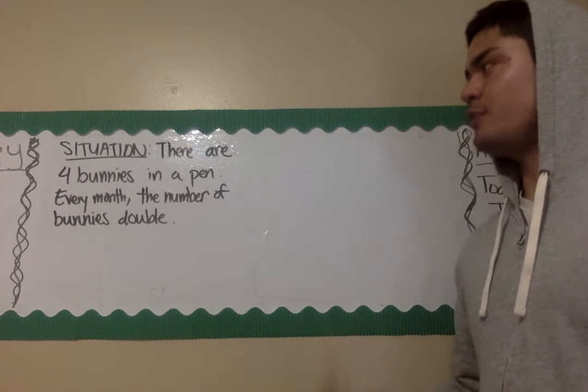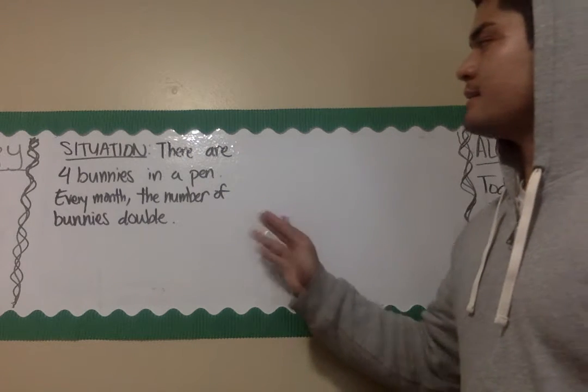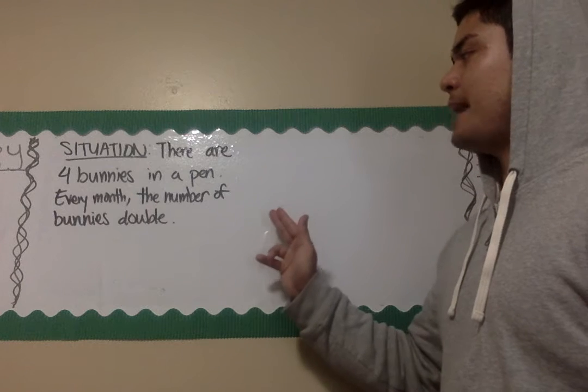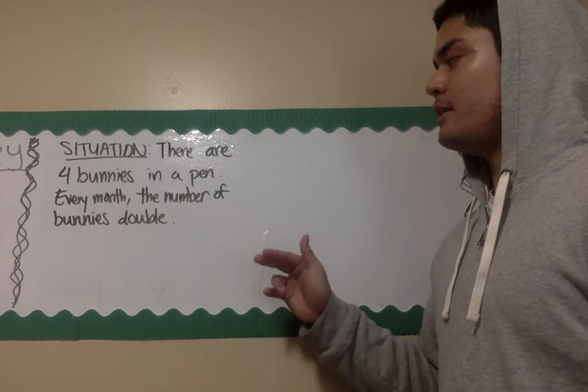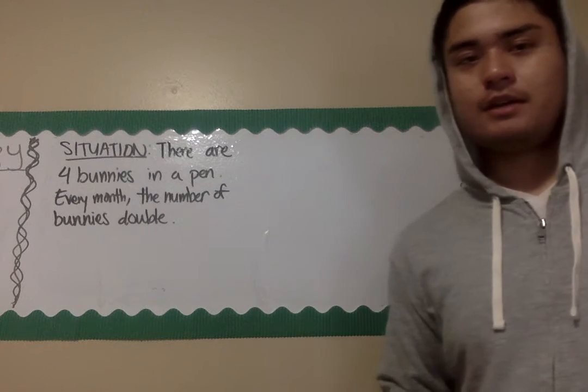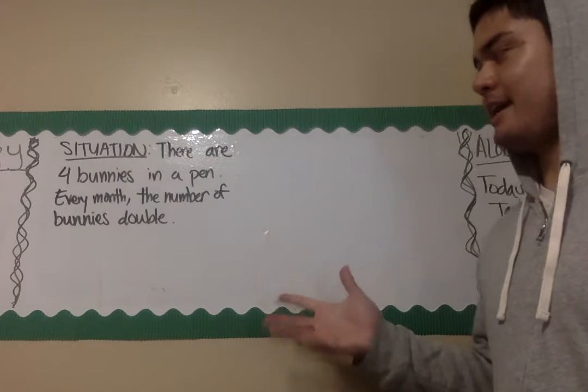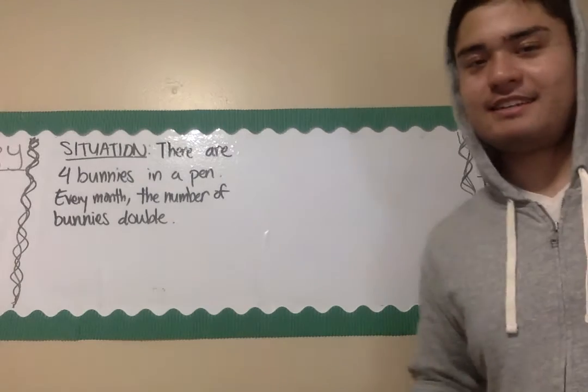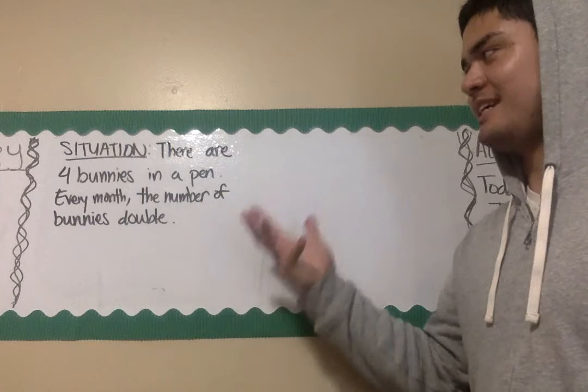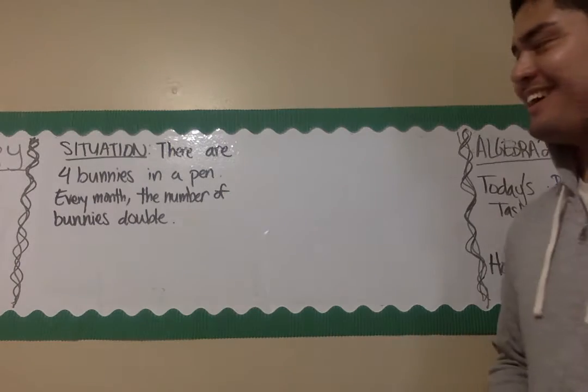So we have another situation. The situation is there are 4 bunnies in a pen. Every month, the number of bunnies double. So if you ever have had bunnies, they have babies really fast. So this situation actually isn't that uncommon.